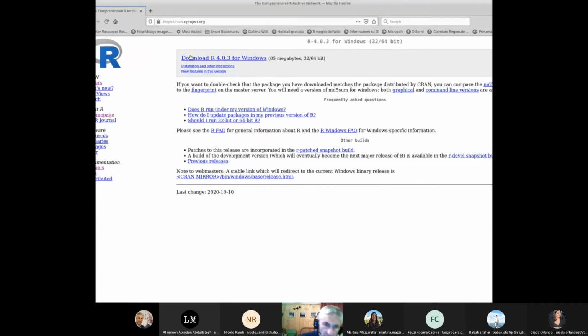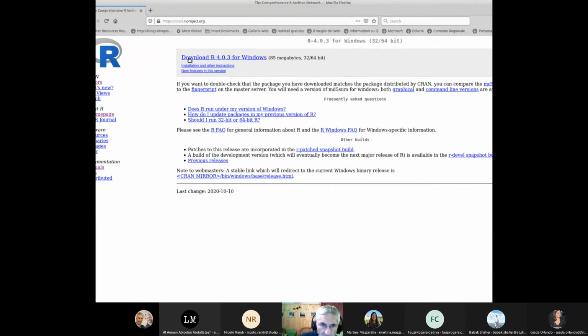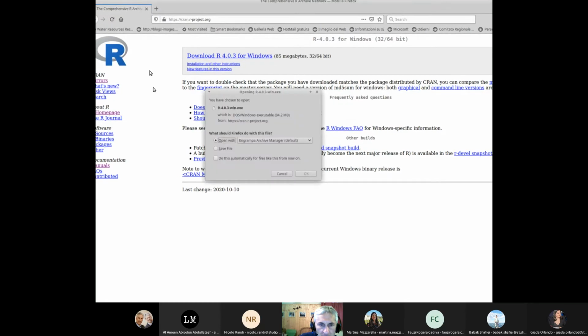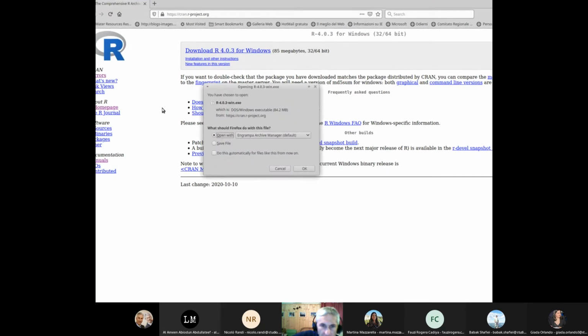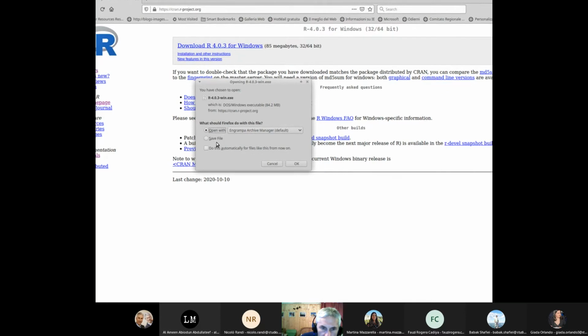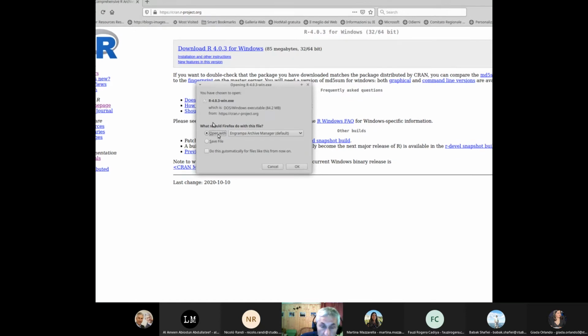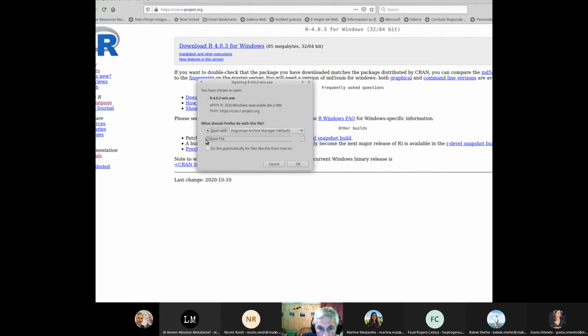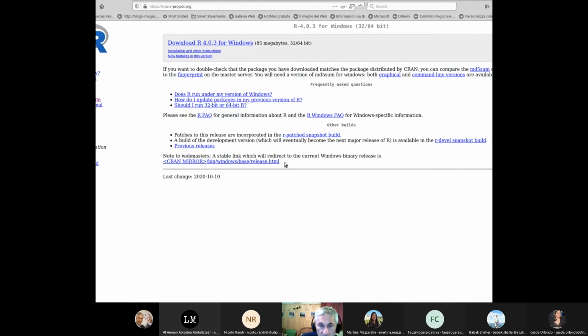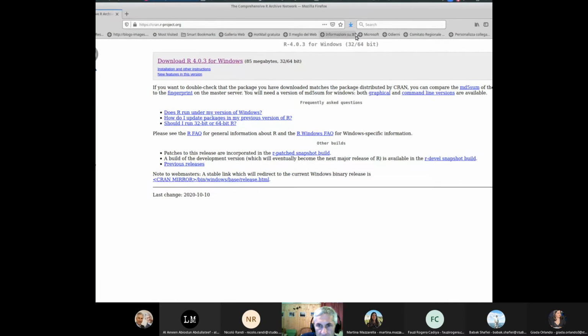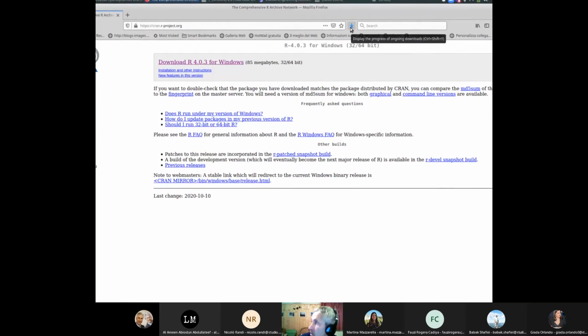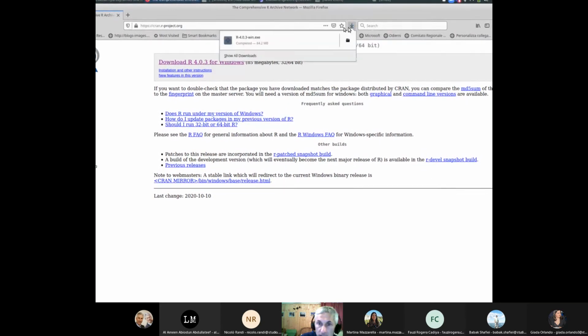Download R for Windows. Again, click here in the first link. Download R 4.0.3 for Windows. Good. Let's click there, and you get the executable file. You can save it, or you can directly open it with the installer. Let's suppose that you save it. So you save the file, and then a download starts. At the end of the story, in your download folder, you find the installer.